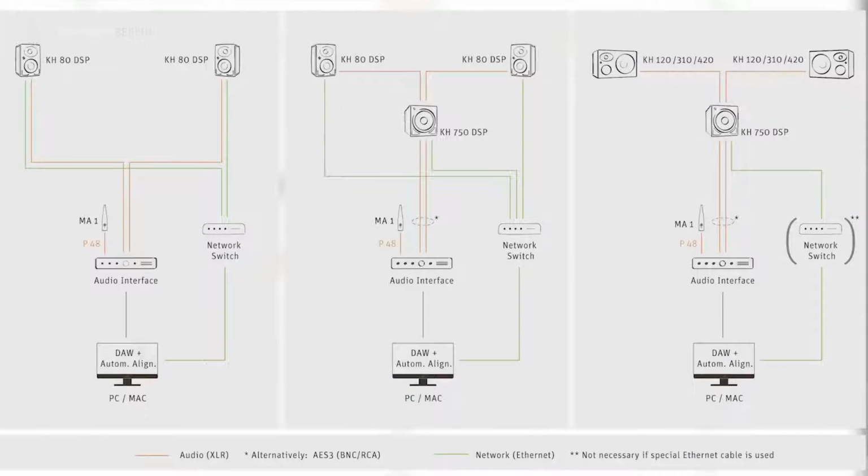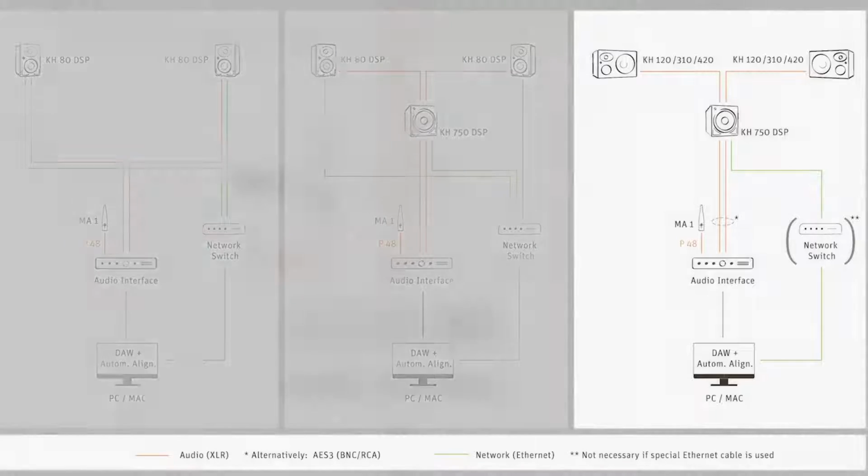The third scenario is having, instead of the KH80 DSP monitors, analog loudspeakers: 120, 310, 420, and all the system correction takes place inside the subwoofer. And this is the really sexy thing about this software, because you can take your existing hardware that you have with the analog loudspeakers, adapt it to a 750, and then you allow them to be automatically aligned and have phase linear systems: 120, 310 and 420s.